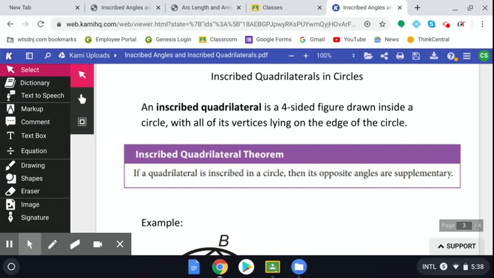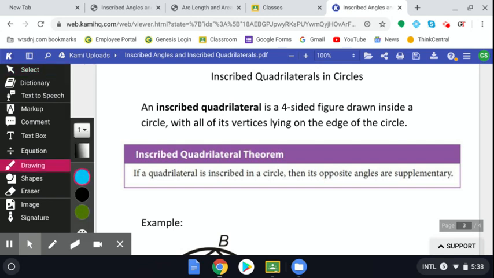So what you need to learn from this theorem is that if a quadrilateral is inscribed in a circle, meaning if all the vertices of the quadrilateral lie on the circle, then opposite angles will be supplementary. And if you remember what supplementary means, it means that they're going to add up to 180.